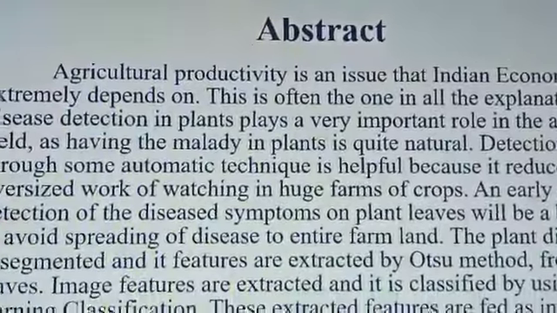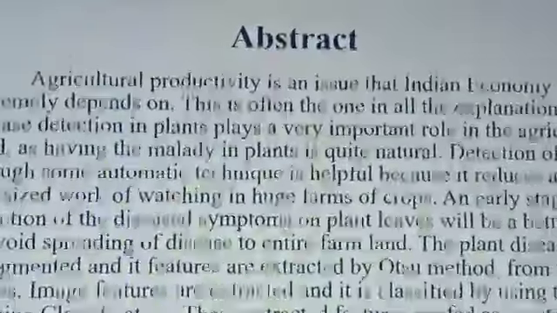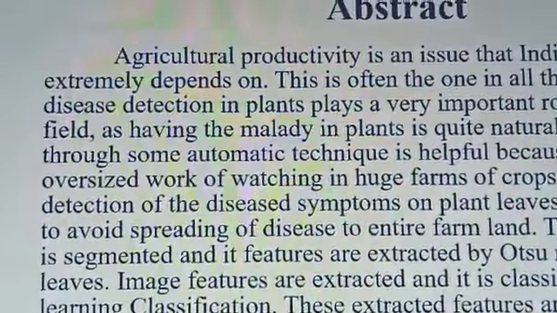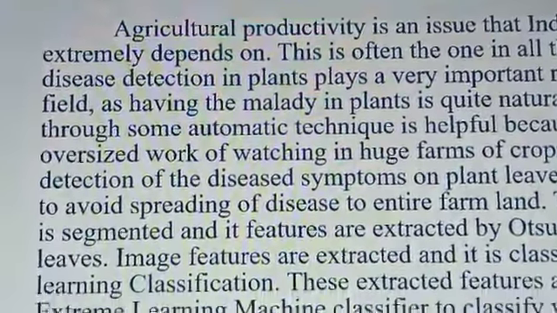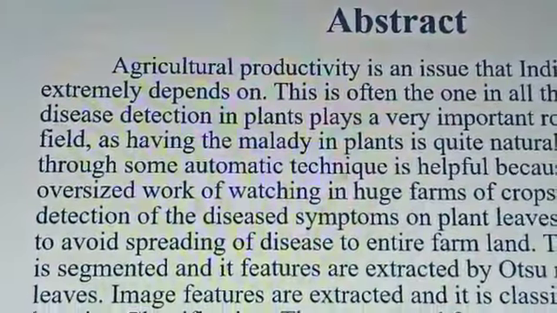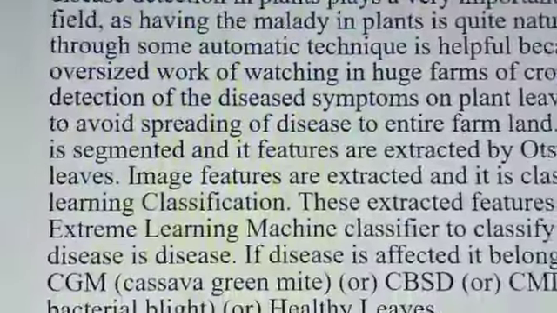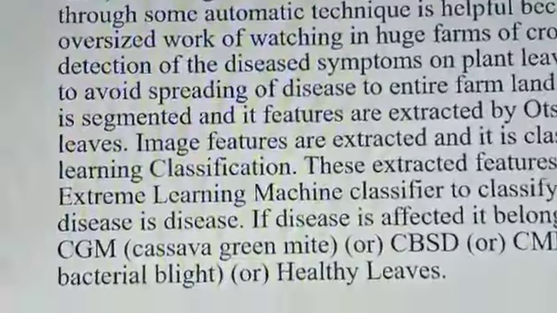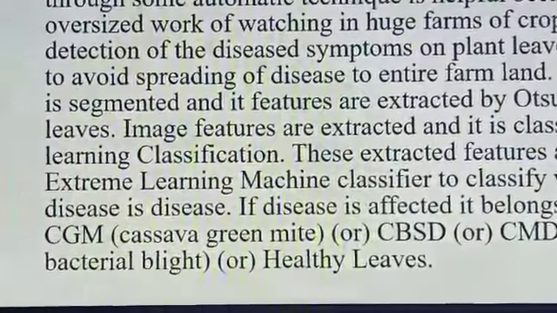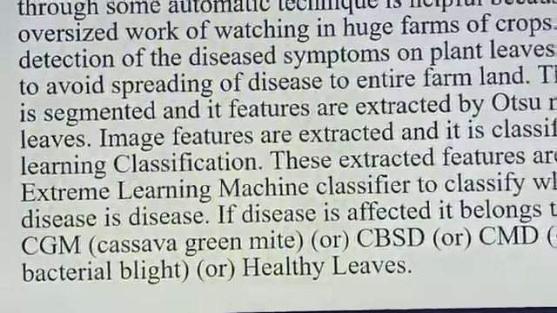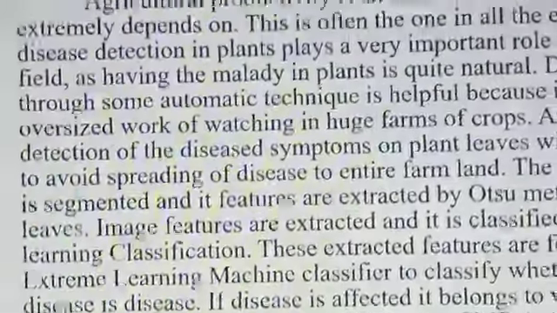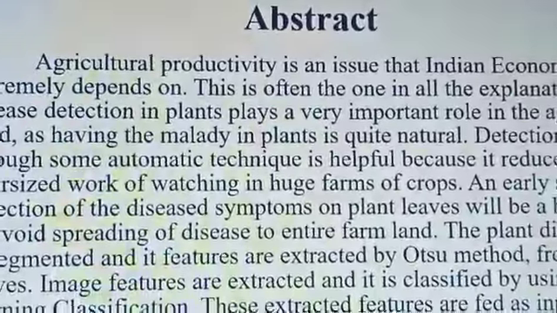This is our abstract. Cassava is a woody shrub cultivated largely for its edible roots, the largest producer of carbohydrates and starch-rich vegetable. A deep convolutional neural network model is proposed. The types of diseases are CMD, cassava green mite or CGM, CBSD, cassava brown streak disease, CBB, cassava bacterial blight, or healthy leaves. This is our abstract.